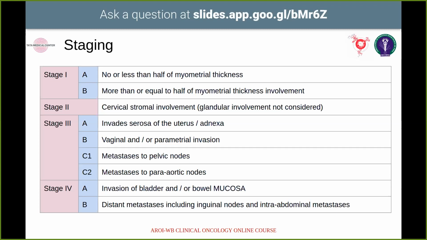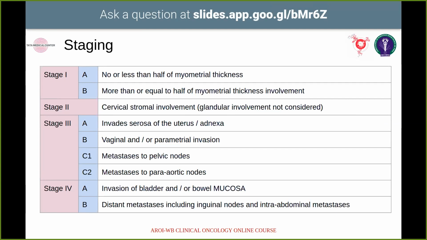And this is why in a pathology report, you should look at the maximum extent of myometrial thickness that is involved, as well as the total thickness of the myometrium at this point, to make a judgment if this has not been quantified by your pathologist. Stage 2 is presence of cervical stromal involvement in absence of adnexal involvement or vaginal involvement.